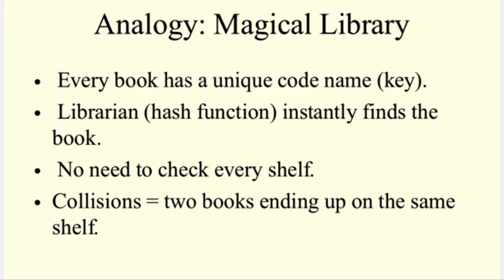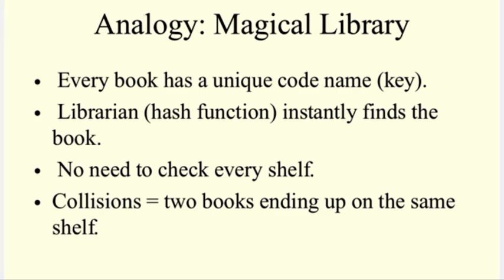Imagine kung normal na library, mag-scan pa ta og mga shelves para mangita og books. And it takes time. Pero sa magical library nga analogy, every book has a unique code name. Kung gusto kag books, giingon na nimo sa librarian ang code. Then, naa na ang libro instantly. Just like the hash table, if naay key, makita nimo ang data.